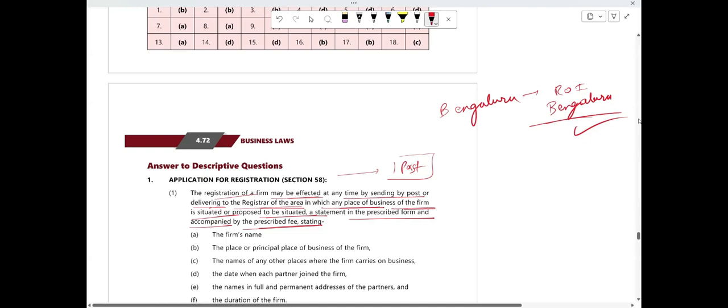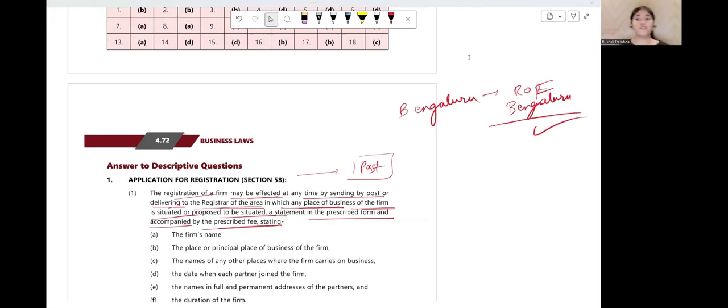Wherever your place of business is, near to that, whatever registrar of firms is there, you have to send it or go and give it. Or if you don't know today that you are going to do the business, but it has been proposed that you will be setting up the business in a particular area, like Bangalore or Pondicherry or Hyderabad, you can just inform there also. If you have not decided yet, but you are predicting that your business will be done in Hyderabad, there you can go to Registrar of Hyderabad and give them the partnership deed.